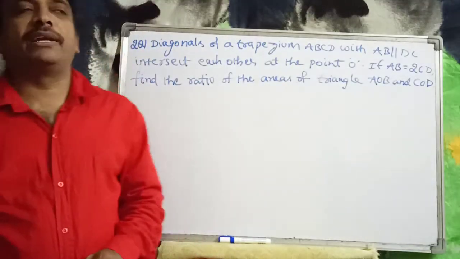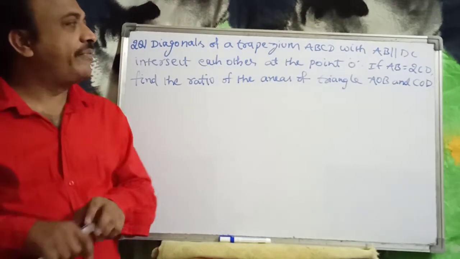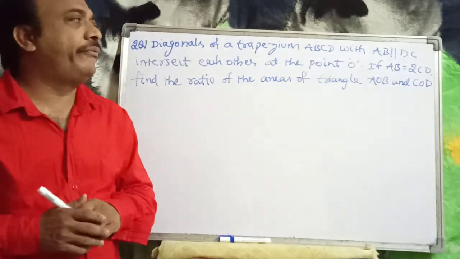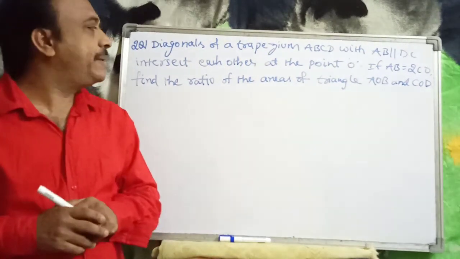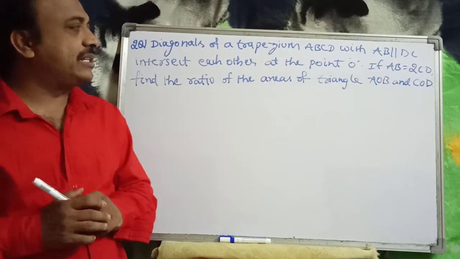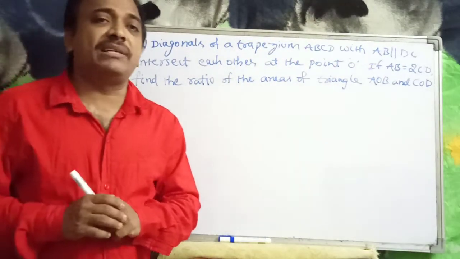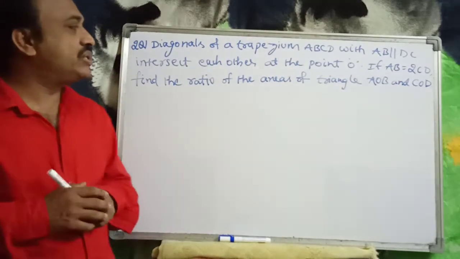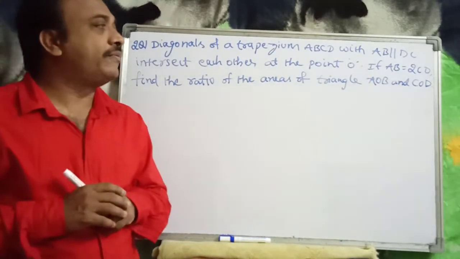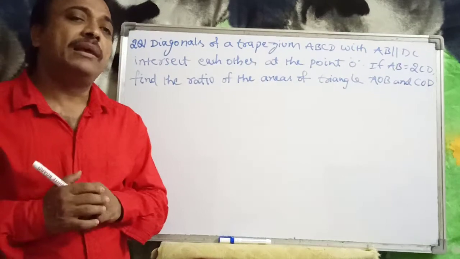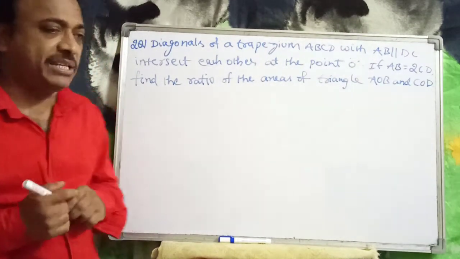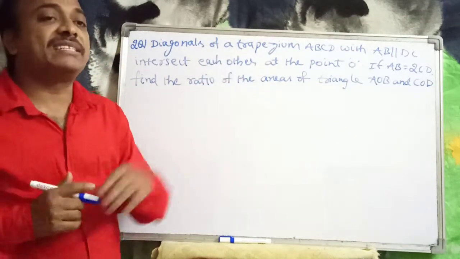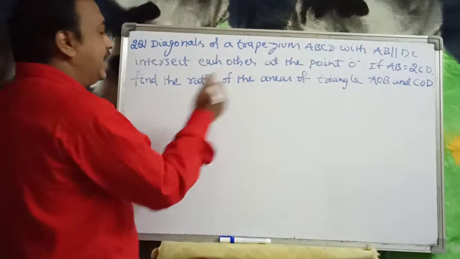Now second question. Diagonals of a trapezium ABCD with AB parallel to DC intersect each other at the point O. If AB is equal to 2 times CD, then find the ratio of the areas of triangle AOB and triangle COD. Here a trapezium is given and the diagonals are intersecting each other at the point O.